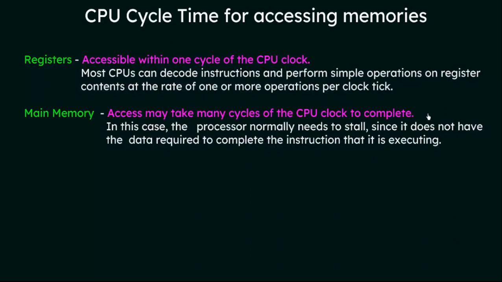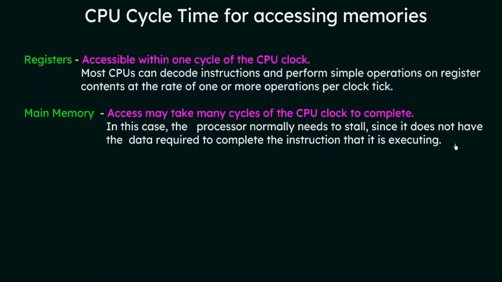Because main memory is something different. It is not directly built into the processor. So in this case, the processor normally needs to stall. Now, why do we say that the processor normally needs to stall? Let's say that we are executing a program and there is a part of the program that is present in the main memory and the CPU is accessing that. It takes many cycles for the CPU to access that and then it gets hold of that data. Now let's say that another part of the program which was not present in main memory is now loaded to main memory because that is now required. What happens? The CPU again has to go and access that.